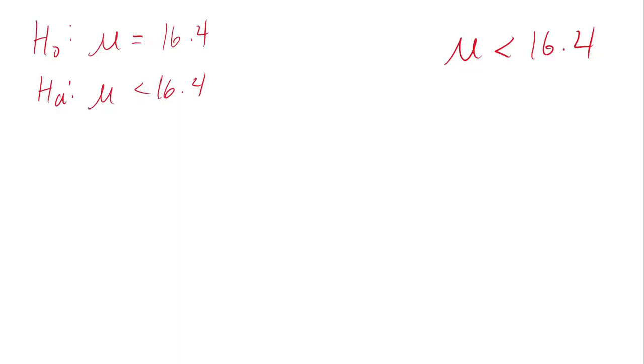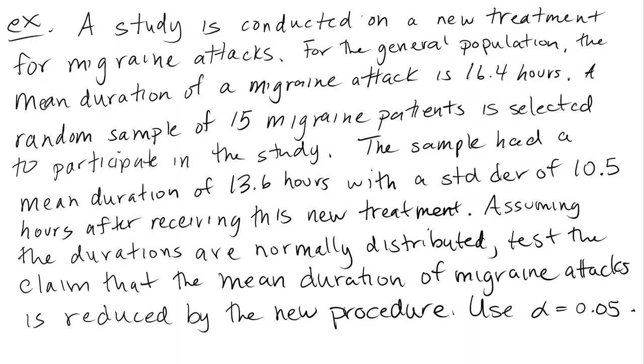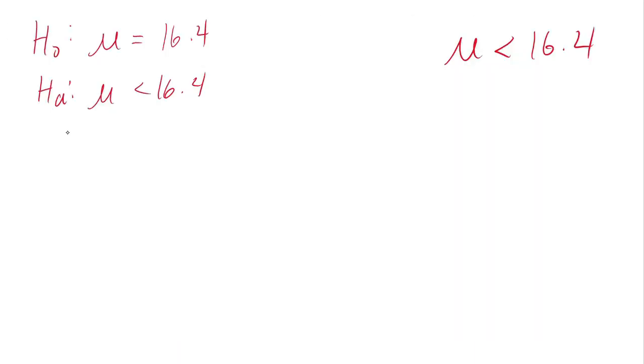Second thing I ask you to do is identify the level of significance. I've put it at the end here at 5%, 0.05. We'll use that to help us make our decision after we've calculated the p-value.